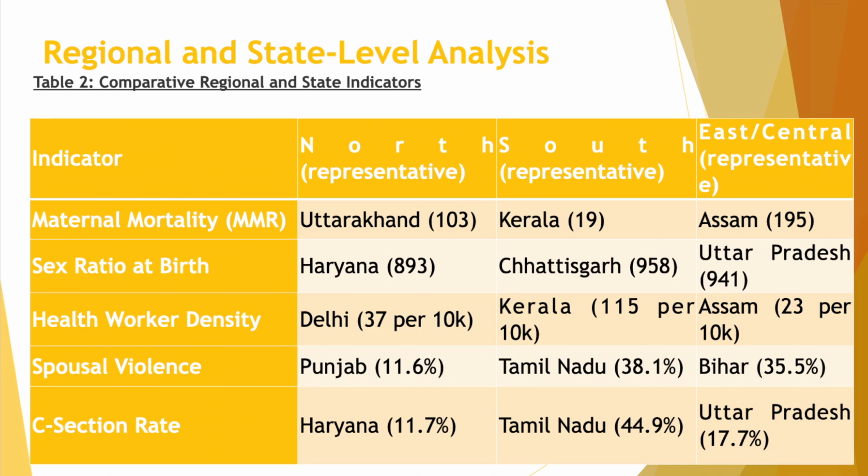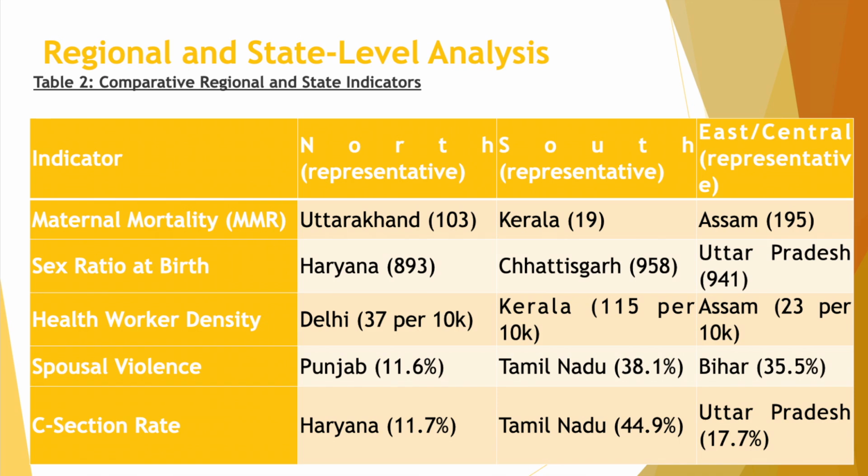And sex ratio at birth, in Haryana, it is 893. And in Chhattisgarh, it is 958. And in Uttar Pradesh, it is 941. And health worker density, in Delhi, it is 37 per 10,000 population. In Kerala, it is 115 per 10,000 population. And in Assam, it is 23 per 10,000 population. And in spousal violence, Punjab is showing a very high 11.6%. In Tamil Nadu, it is 38.1%, and in Bihar, it is 35.5%.